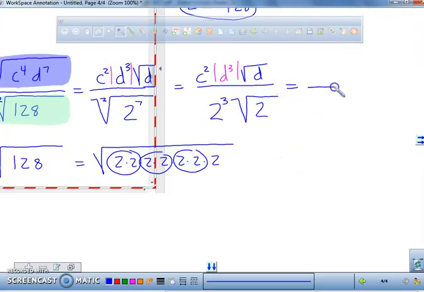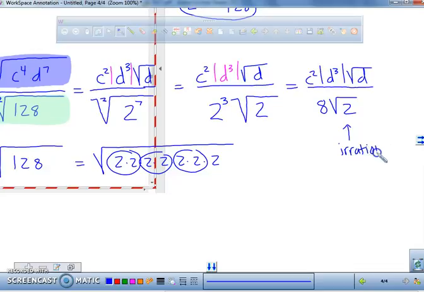And by the way, what is 2 to the 3rd power? That's actually equal to 8 radical 2. So here's what we have. We have c squared times the absolute value of d cubed times radical d. Now everybody, we only have one thing we've got to clean up. The radical 2 right here is what's considered to be an irrational number.